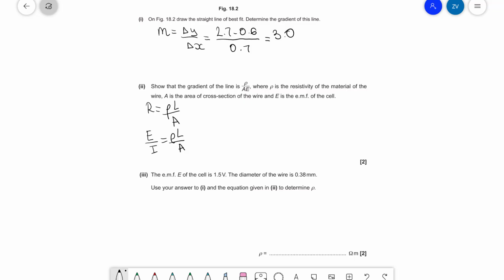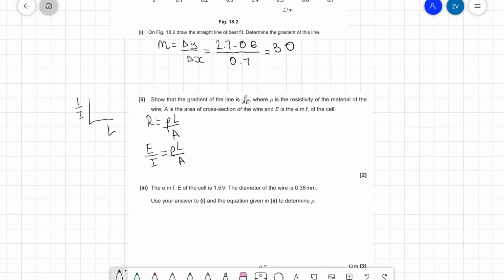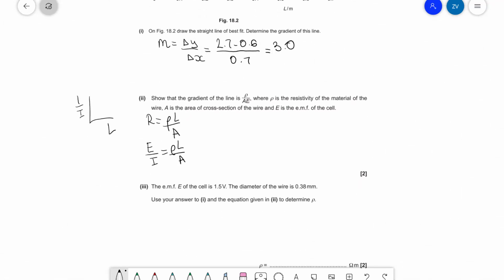Now we have a graph up here of 1 over I against the length, like so. So we can see that this is what we were given up there. So we should really rearrange for 1 over I. So what I'm going to do is I'm going to take this equation, I'm going to divide both sides by the EMF. So what I'm going to get is that 1 over the current I is equal to rho L over A E, like so.